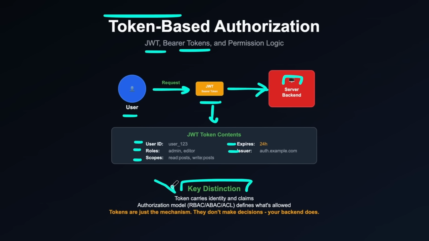The token usually carries the identity and claims of your user, as you see it here. But authorization models like role-based or attribute-based, this is what defines what a user is allowed to access. So tokens are just mechanisms, while these are authorization models.